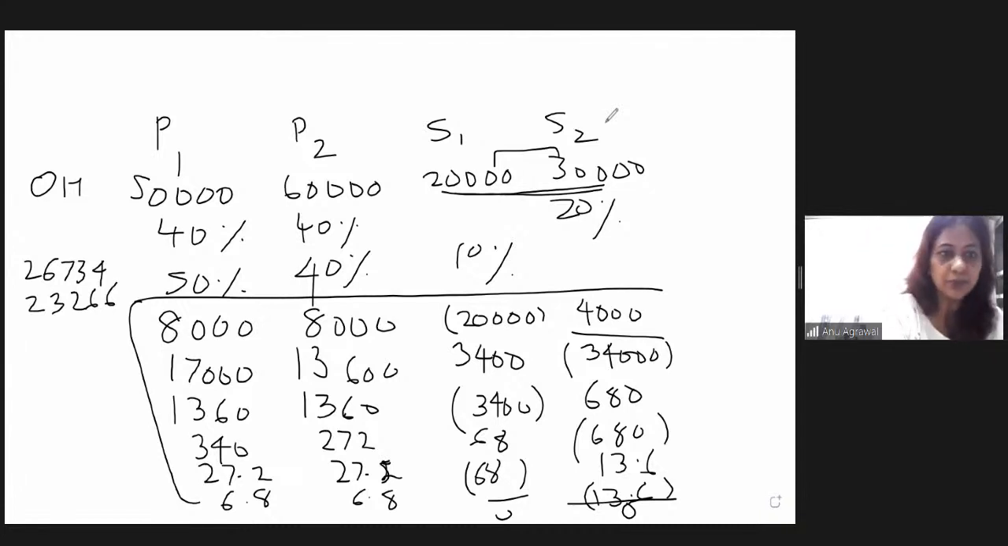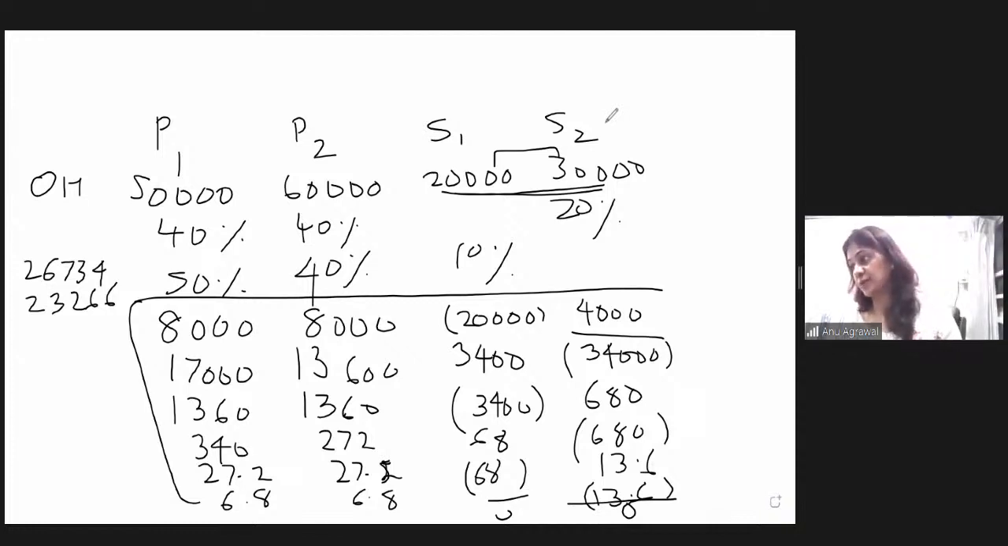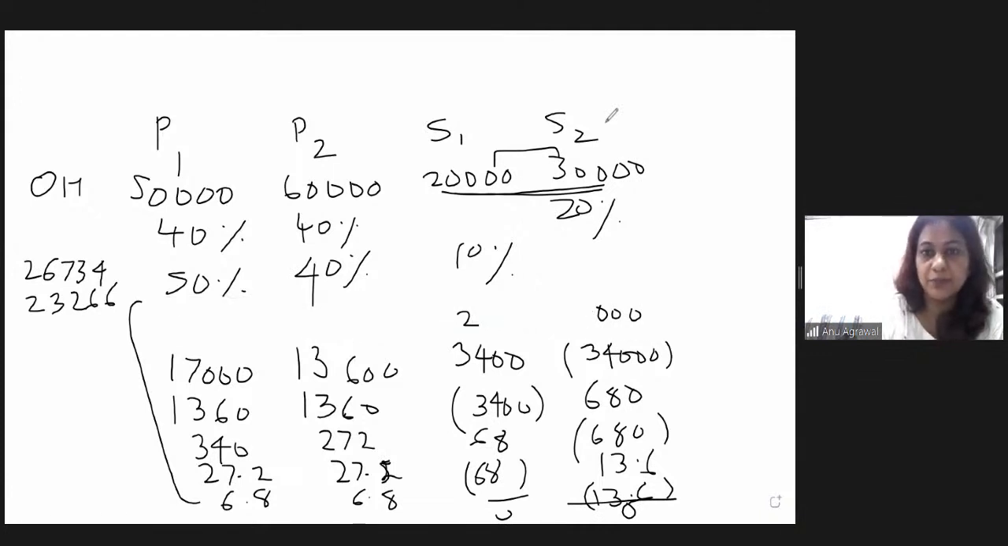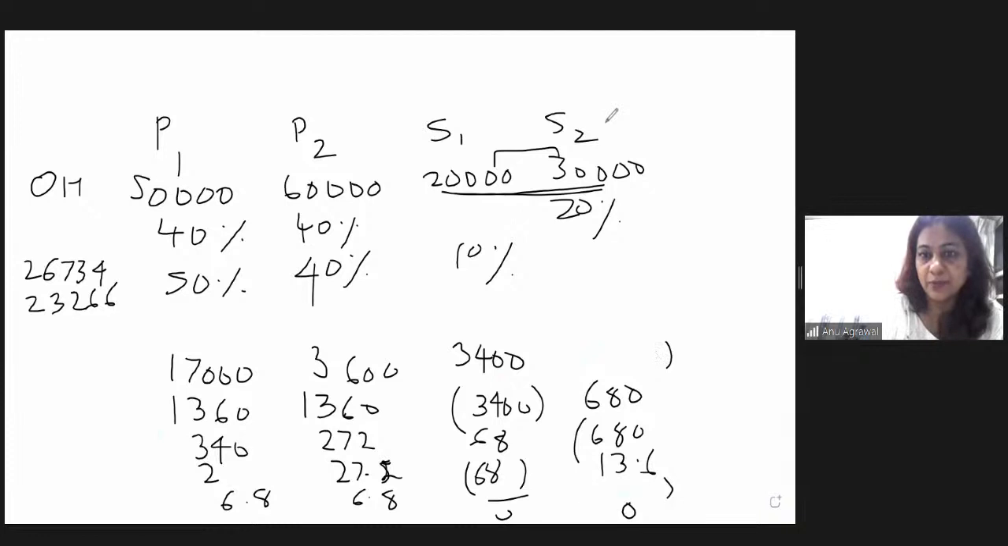What is the total of this? Can we add this up? 23,266 plus 26,734. This is also exactly 50,000. Yes. Okay. Done. Now, I'm rubbing the board, and instead of doing repeated distribution, I would actually try to make it simpler if at all I can.